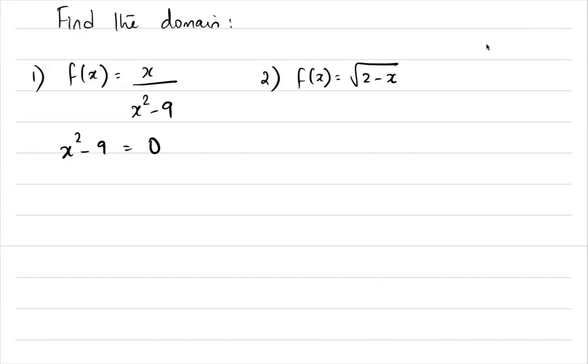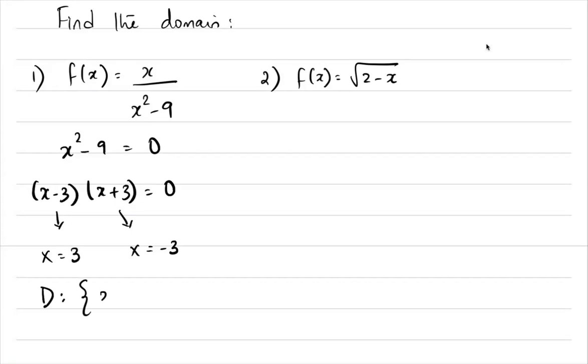So here you can either use the square root method or the factoring method. I'm going to do factoring and I factor it like so. I have two factors. If I set the first factor equal to 0 and solve, I will get x equals 3. If I set this factor equal to 0 and solve, I will get x equals negative 3. So what this tells me is that in my domain, I have to restrict these two numbers, meaning x cannot equal 3 or negative 3, right?